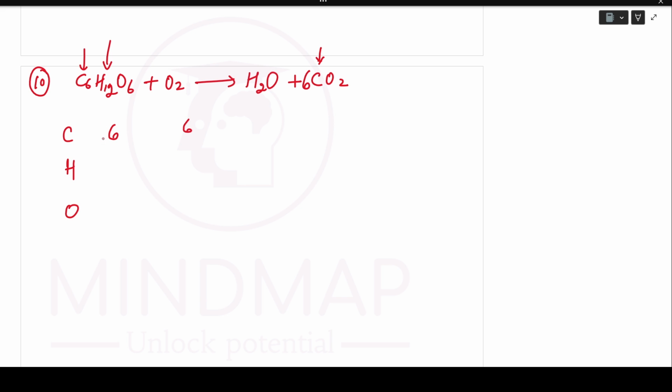Hydrogen here is 12. This side hydrogen is only 2. तो 2 से 6 कैसे करेंगे? 12 कैसे करेंगे? 6 2s are 12. हो गया ये भी 12.